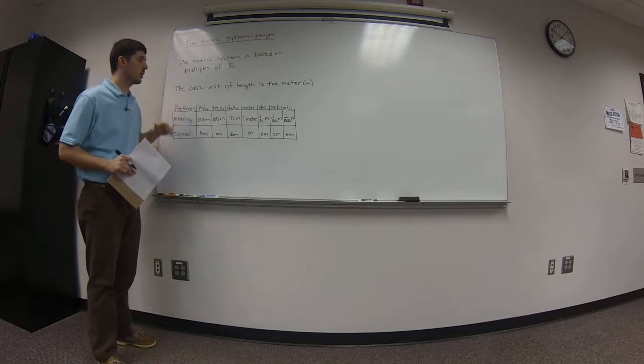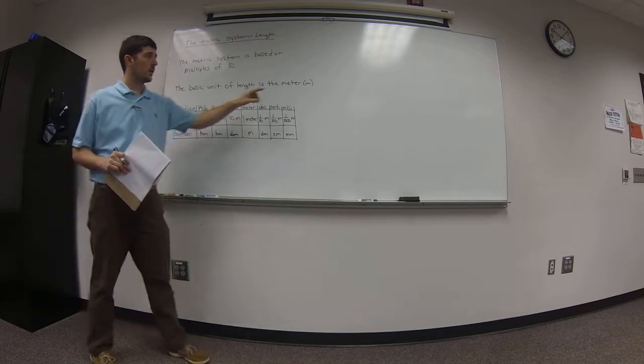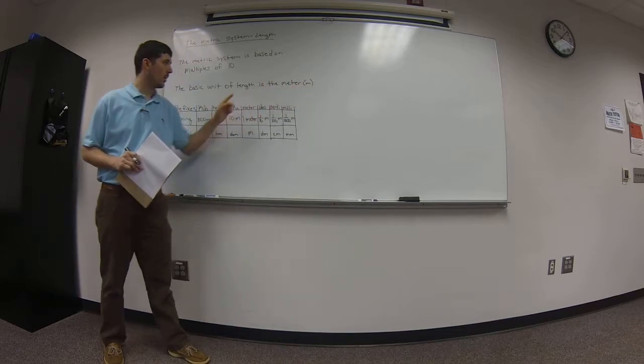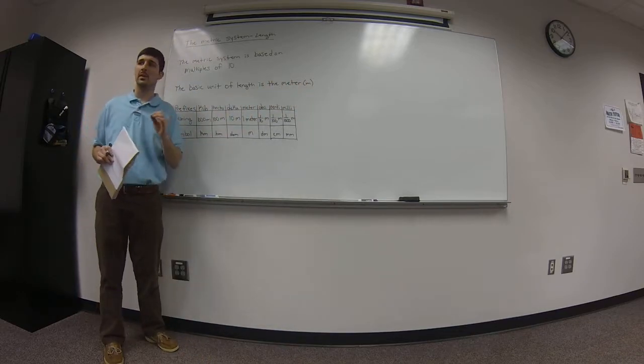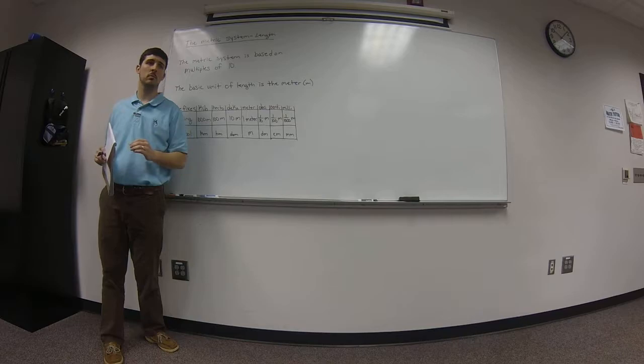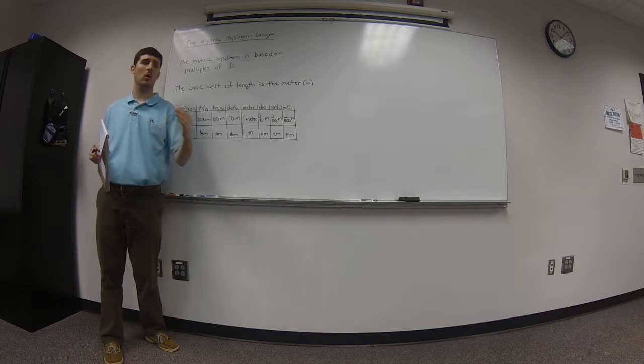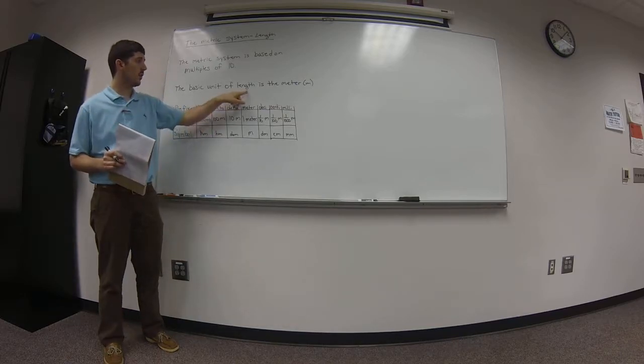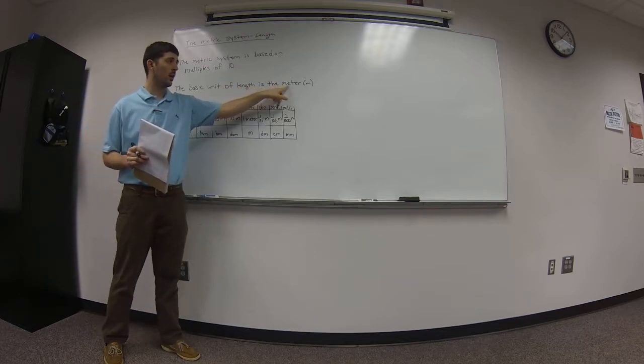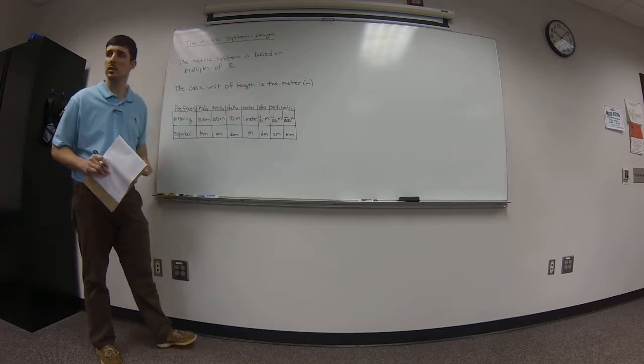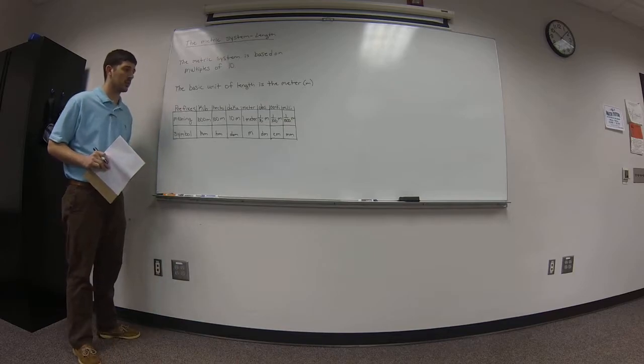So here, the basic unit of length is the meter. That's abbreviated with a lowercase m. What this tells me is that my basic unit is my starting place for the measurement of length. Everything else, all longer and shorter lengths, are based off of this basic unit of 1 meter. So let's look at this chart that tells me how everything's related.